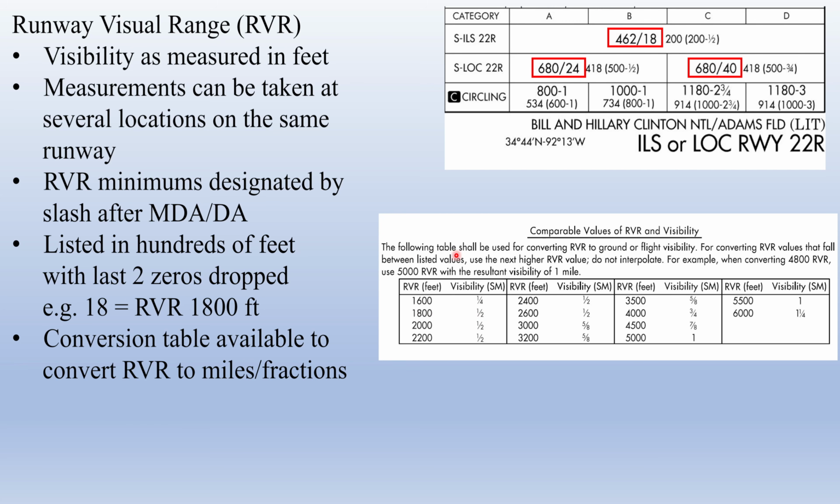It is worth noting that in real life, the FAA says that you do need to use this table for converting RVR values to statute miles and vice versa, and they tell you not to interpolate. In other words, if you have an approach that says it needs 4,800 RVR, there is not a 4,800 value in here, so you can't interpolate between 4,500 and 5,000. You just have to round up and use the 5,000, and that gives you one statute mile that's required to shoot that approach.